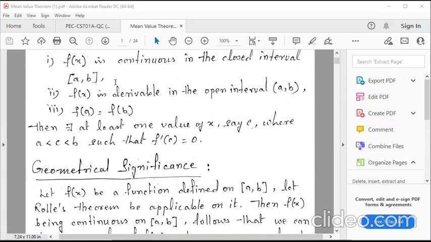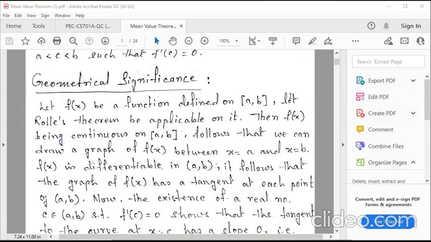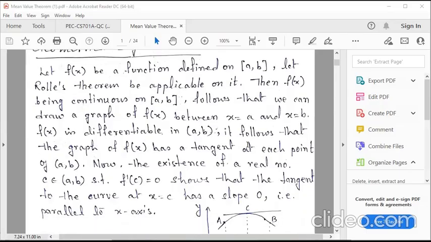Second, f(x) must be derivable in the open interval (a, b). Now, can you tell me what this derivative geometrically signifies? What does the first derivative geometrically signify? That is known to you from your previous classes. The maximum or minimum value? No, that is not the geometrical significance. Geometrically, it signifies the slope of the tangent at every point, the slope of the tangent at the point at which we are finding the derivative.